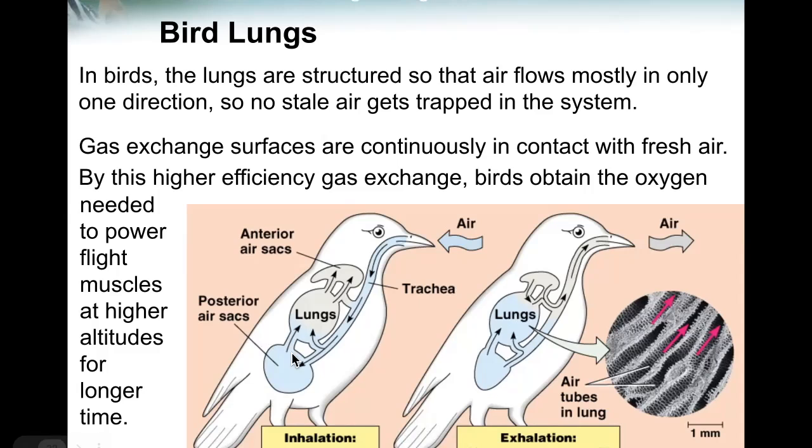So the air comes in through the trachea. There's a posterior air sac that fills, partially filling the lungs. That's the first step, inhalation. Air sacs fill. And for exhalation, the air sac empties. So this empties, fills the lungs, and pushes what was in the lungs out. And these are air tubes in the lungs. Instead of alveoli bulb sacs, these are air tubes. The air passes through.